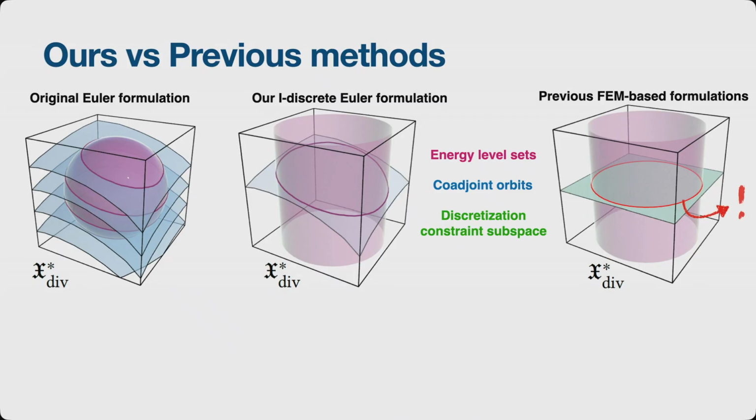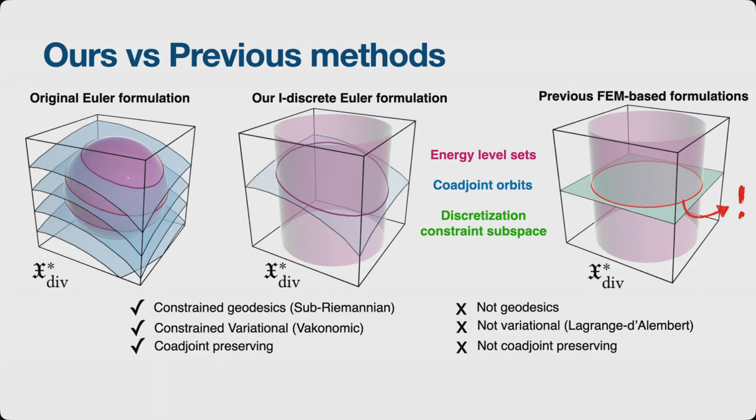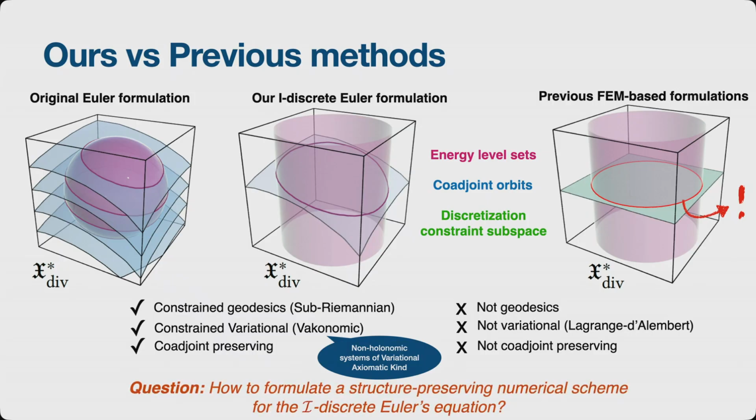But that's not the case, because if you do this, you're following that Lagrange-D'Alembert virtual force system, and that will not give you geodesics, that will not give you a variational system, and it will also not preserve any coadjoint orbits because it knows nothing of these sheets. It only knows of that blue discretization subspace. But the other way, like this middle one, gives you sub-Riemannian geodesics, vakonomic principles, and also coadjoint preservation. So you should take this as a new Euler equation, like a modified Euler equation that we're going to aim to solve. This hasn't been completely solved yet.